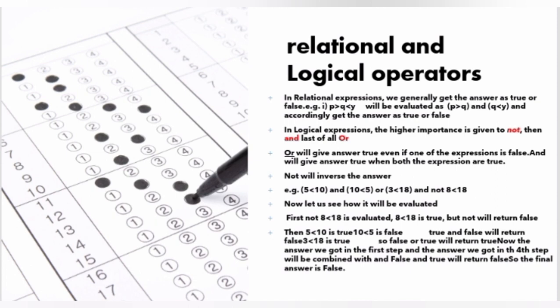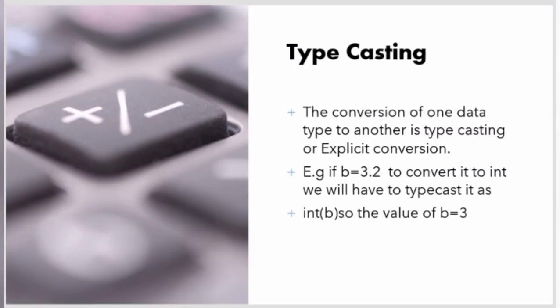Now 3 less than 18 is true, and the answer that we got previously in 5 less than 10 and 10 less than 5 was false. So false or true will always return true. So by this we come to know that not is given the prior importance, then and, then or. Then comes typecasting. It is a conversion of one data type to another, which is also known as explicit conversion. So if B is 3.2, we have to convert it to integer. We will be using int, bracket B, so the value will come out to be an integer.